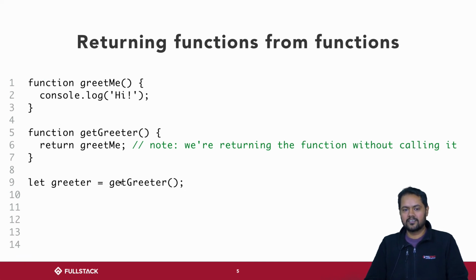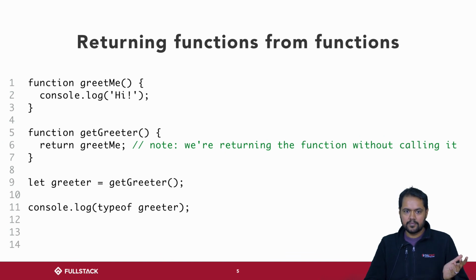Now I know this is a contrived example, but this is just to get you to understand the concept of returning a function, right? The other thing to note here is that notice how there's no open close parentheses here. So we're not actually calling greetMe, we are just returning it. Down here though, we are calling getGreeter, right? So getGreeter is called, greetMe would be returned, and then greeter will just hold the value of greetMe. So essentially greeter will be the same as the greetMe reference.